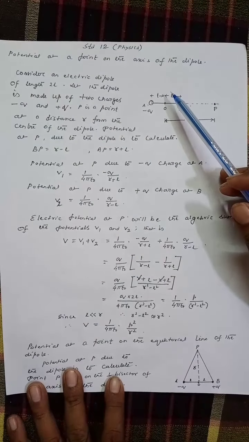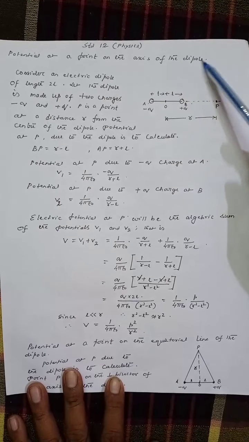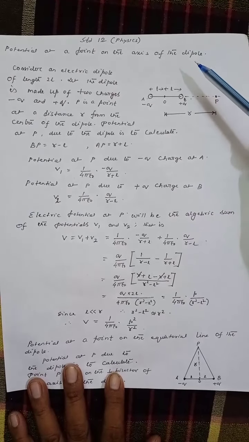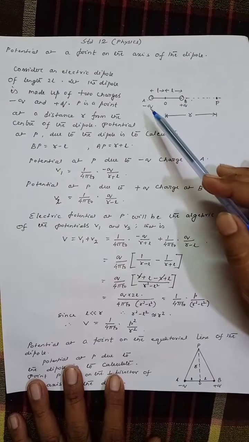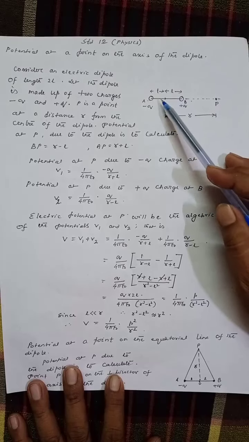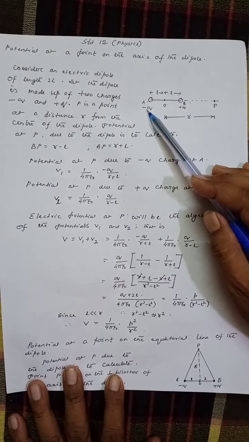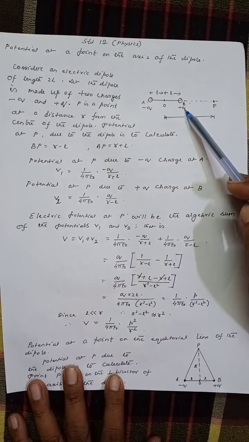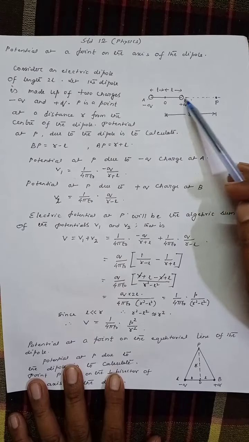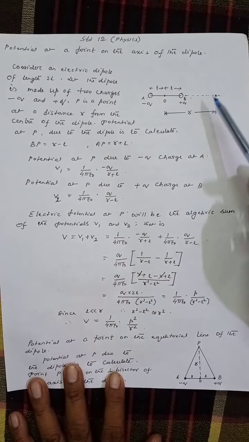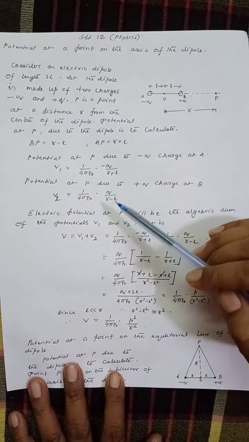Today we are going to discuss potential at a point on the axis of the dipole. All of you know that potential is a scalar quantity. Now consider an electric dipole of length 2L and made up of two charges minus Q and plus Q. P is a point at a distance R from the center of the dipole, and the electric potential at P due to the dipole is to be calculated.